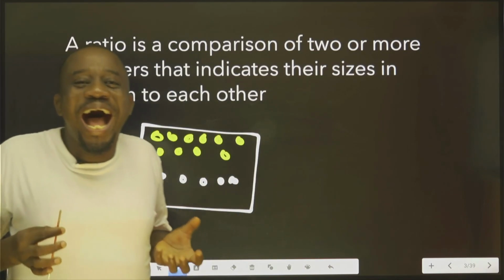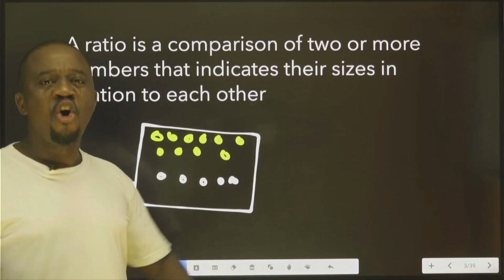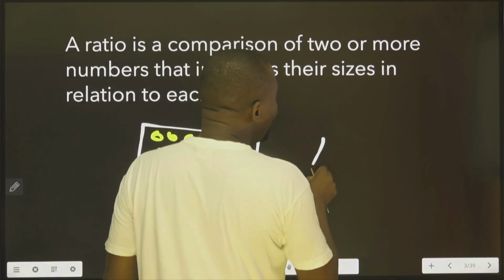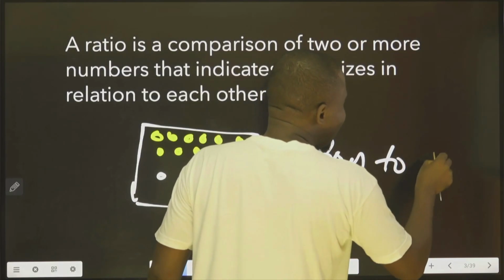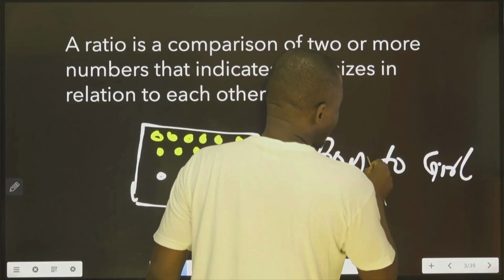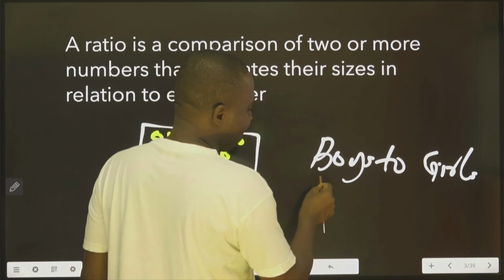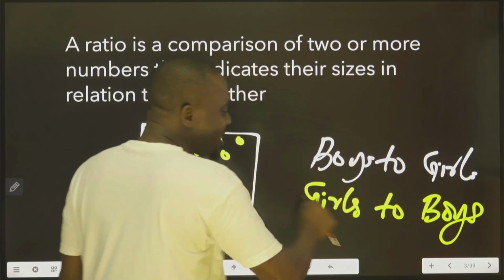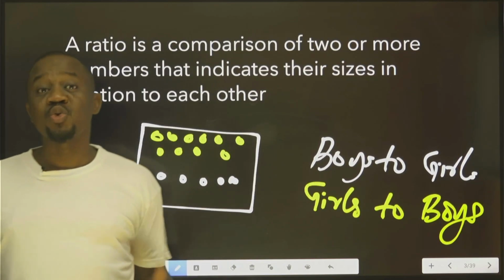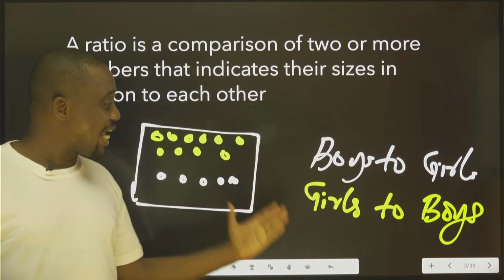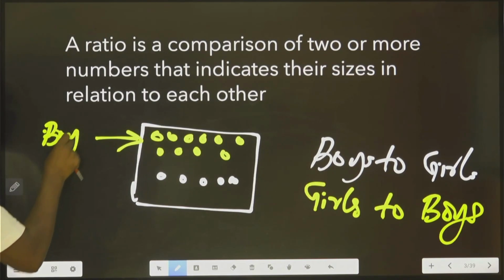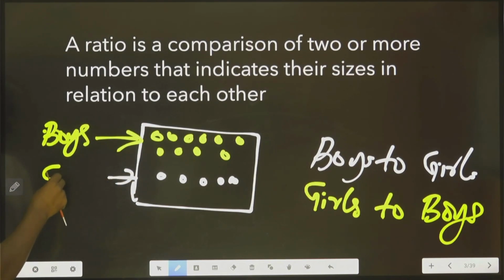So you could be asked, what is the ratio of the boys to the girls? That is, ratio of boys to girls. Or ratio of what? Girls to boys. This is not equal to this. The ratio of boys to girls is not equal to the ratio of girls to boys. So for this, for instance, we have said that these are the boys. These are the girls. Okay?